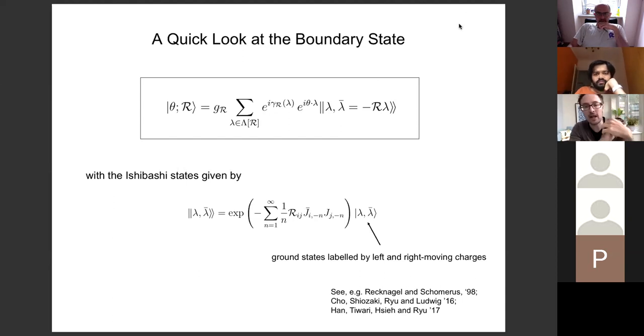It's a state that has the property that no current flows into the boundary. That's really what this state is telling you. It's labeled by charge vectors for left and right movers under the various U(1)^N symmetries, and it has this coherent state type expression. The general boundary state is then a linear superposition of these Ishibashi states, and the question is, what's the linear superposition?